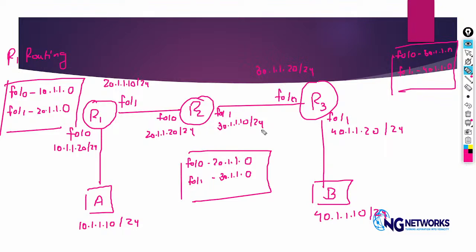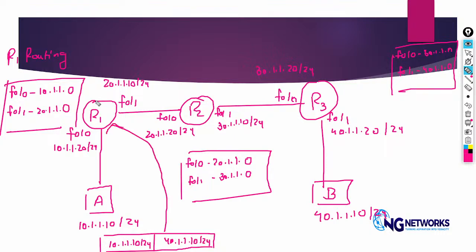So now let us try to understand. Previously, when the single router was there, the router was able to communicate because it had only two different networks. But now, if the packet is initiated from A to B, the source IP would be 10.1.1.10/24 and the destination IP would be 40.1.1.10/24. So when this packet travels to R1, R1 will check its routing table.